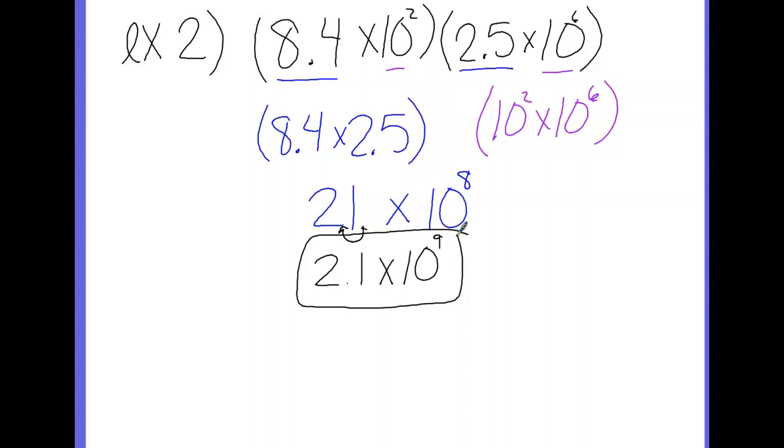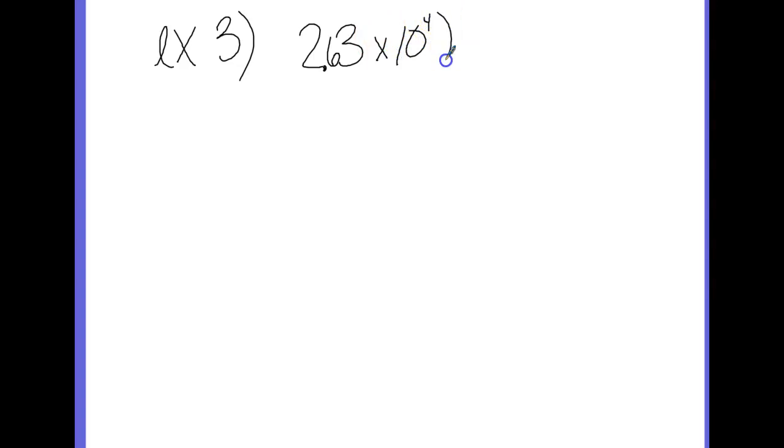Ready for example 3? Okay, example 3 is going to be very similar, but we're going to add some negative exponents. So example 3, we have 2.63 times 10 to the 4th. And then we're going to take that times 1.2 times 10 to the negative 3rd.